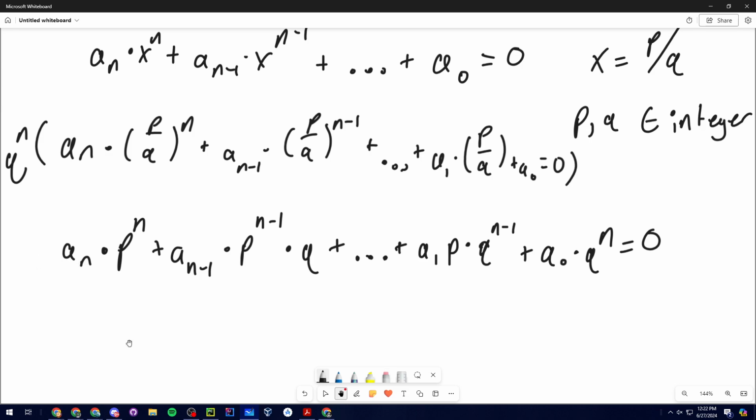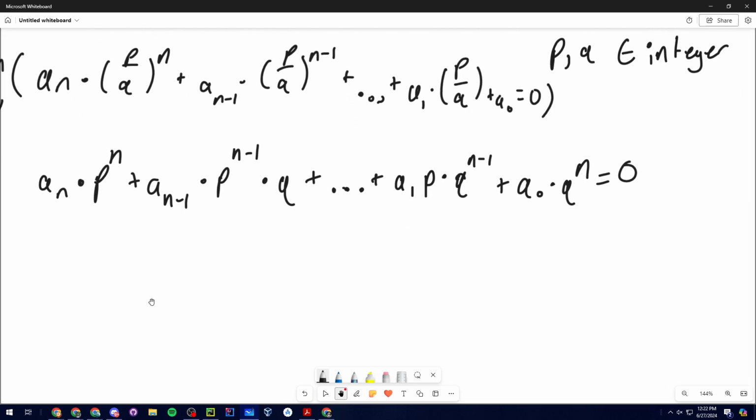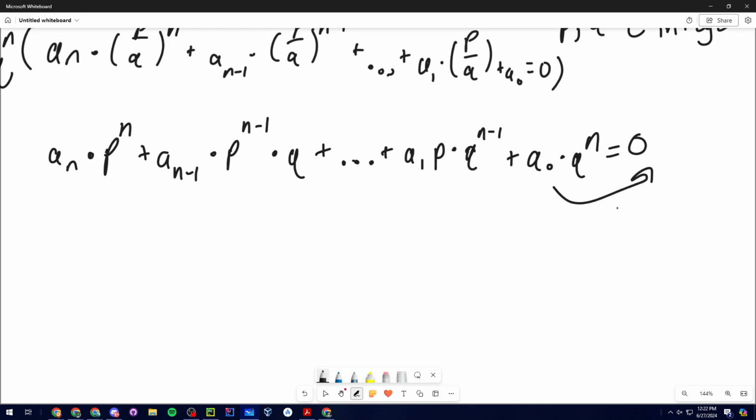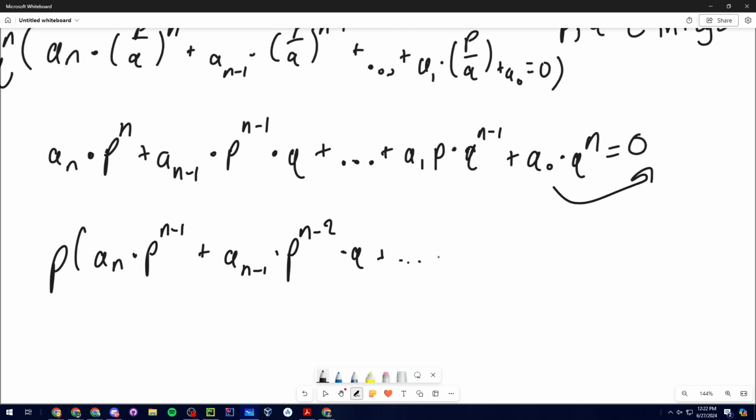Now, I want to show something is factorable, right? So I'm just going to move this term over to the other side, because I want to factor this, and I know p is a factor of all of this, right? That's why I want to split it up. So I'm going to take out that p. That's just a sub n times p to the n minus 1 plus a sub n minus 1 times p to the n minus 2, and there's also a q attached, right? And this goes on until I get a sub 1 times q to the n minus 1. And this is equal to negative a sub 0 times q to the n.